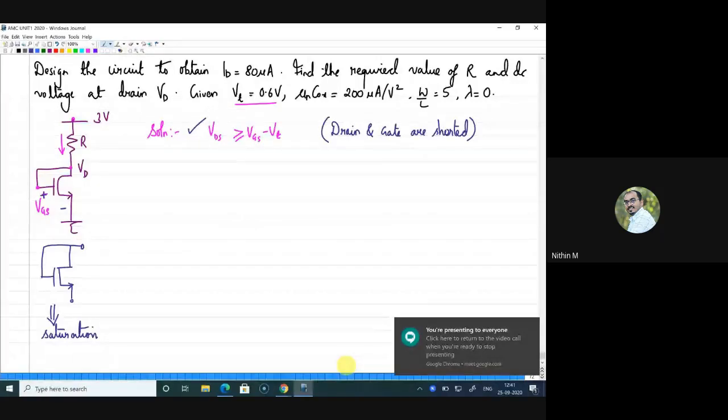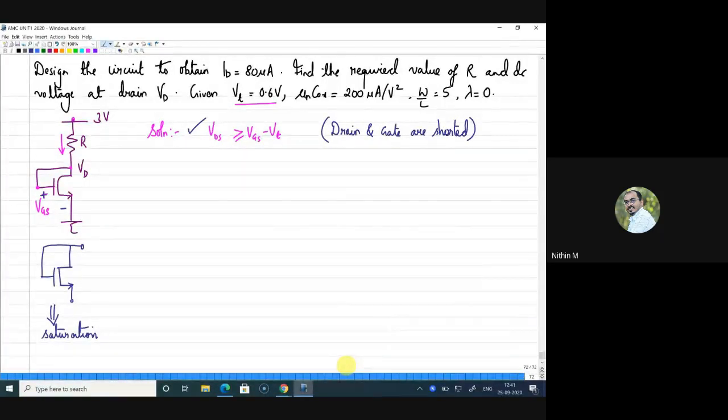Now, since drain and gate are shorted together, this is in saturation. If it is in saturation, I can write the remaining things. ID is half mu n Cox W by L into VGS minus VT whole square. Why am I writing the drain current equation? I need to find the resistance value R. That is the objective of this.